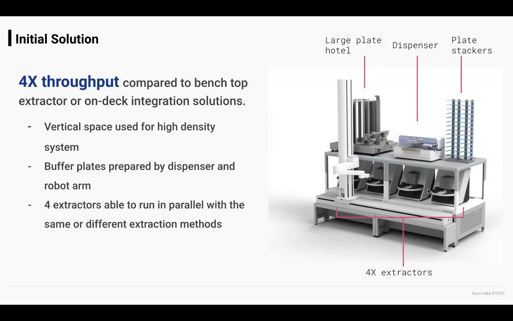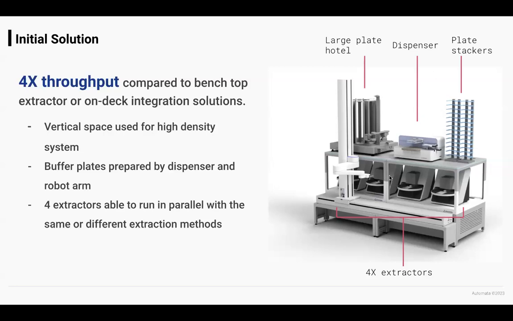And then we have 4 magnetic bead-based extractors down here. So what it might look like is you might take a sample out of here, you have your lysis buffer put on the dispenser, and then it will be moved down to one of the extractors. And then the role of the robot arm in this and the dispenser in the hotel combined is just to feed the different buffers that are required for the extraction process to each of these 4 extractors.